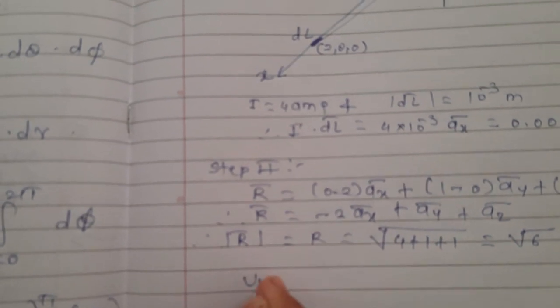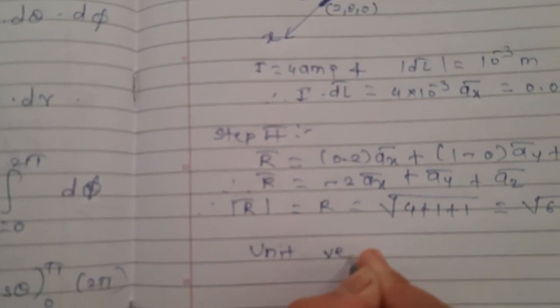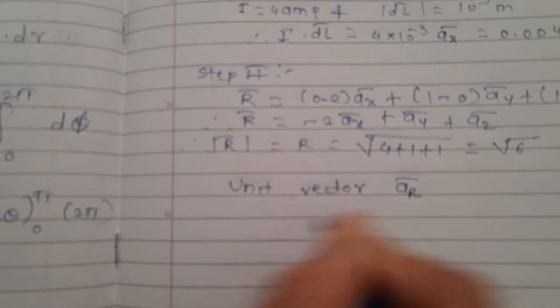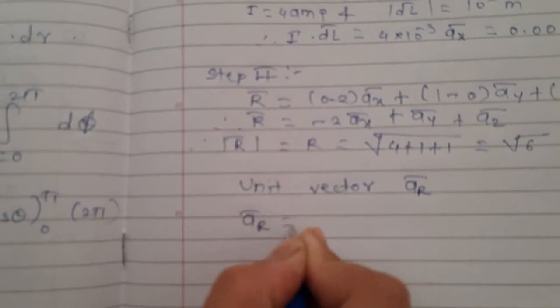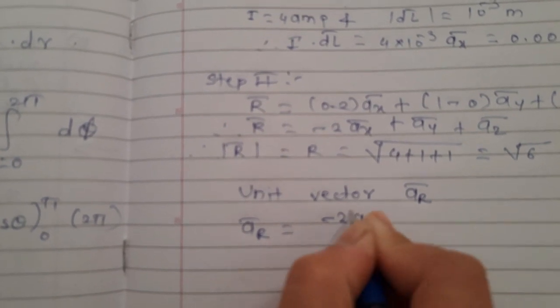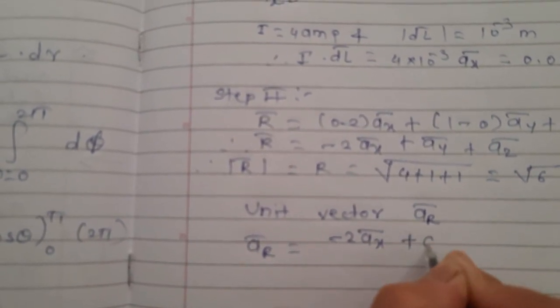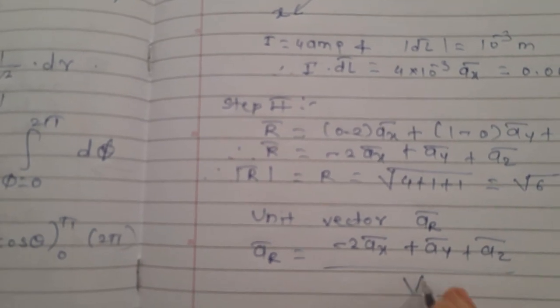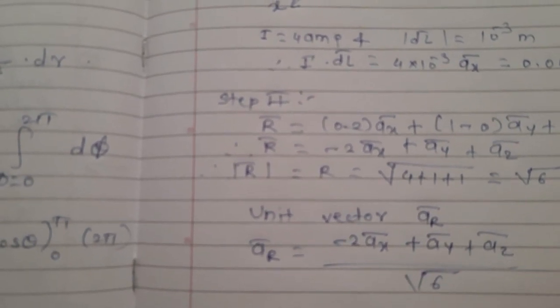And then we can find the unit vector. Now how to find unit vector? We already know that it is AR bar. So AR bar is equal to minus 2 AX bar plus AY bar plus AZ bar divided by square root of 6. This is equation 3.